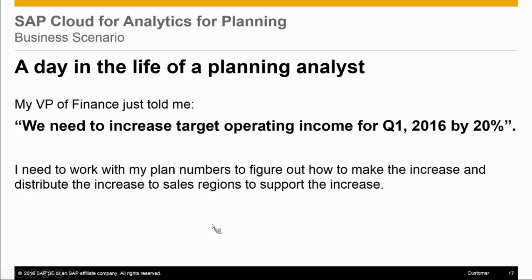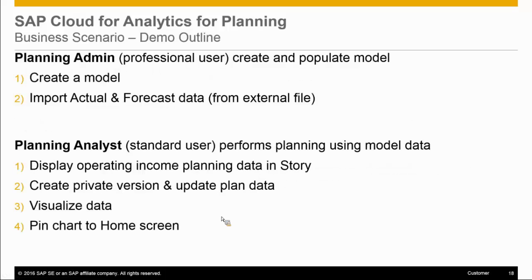And I really want you to show me the simulation and see how it affects the gross sales of the region. So now I need to work with my plan numbers to figure out how I can make this increase, and at the same time, the sales region can support this increase in their sales quota. How am I going to do that?